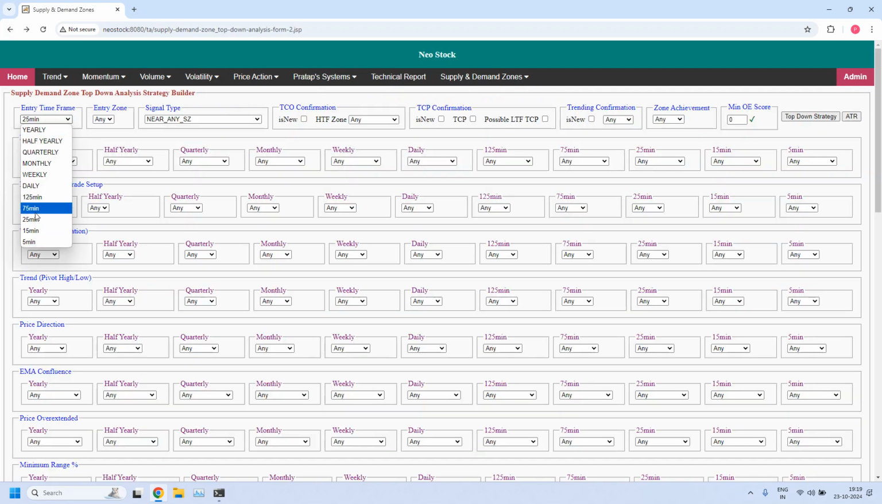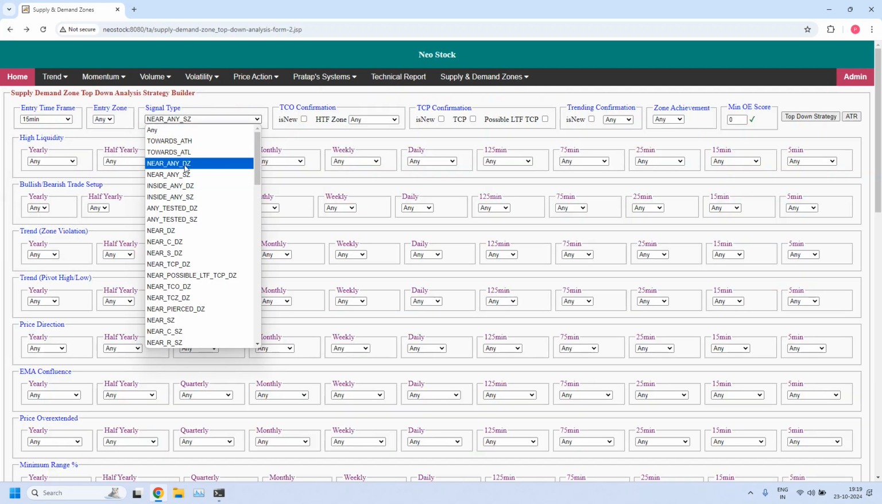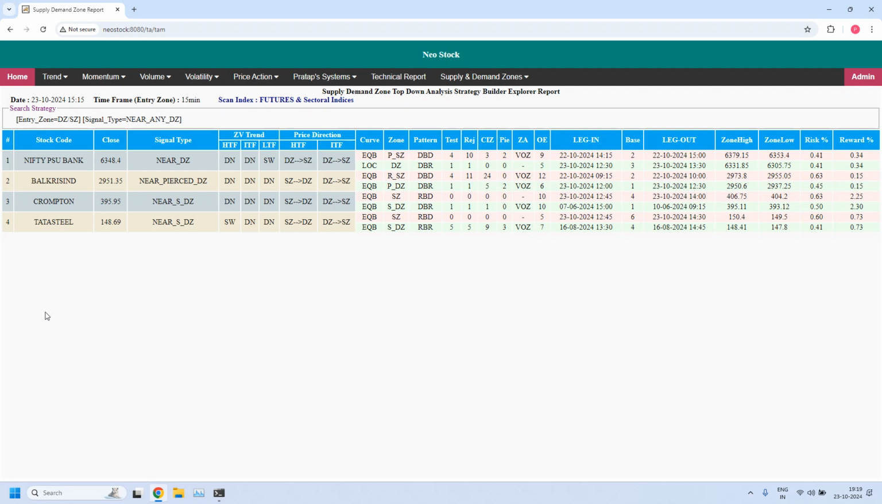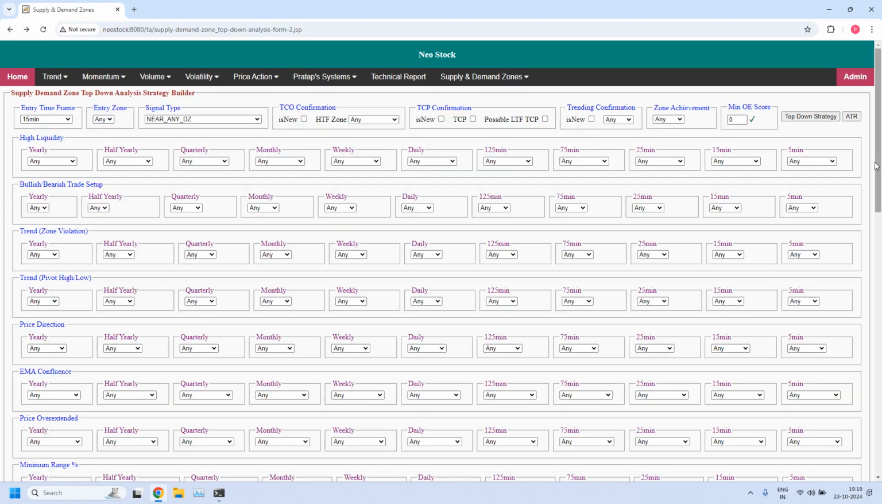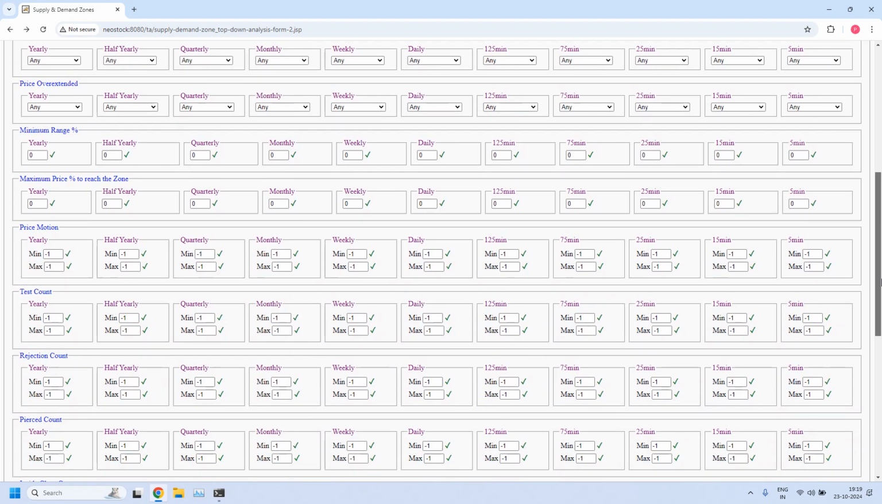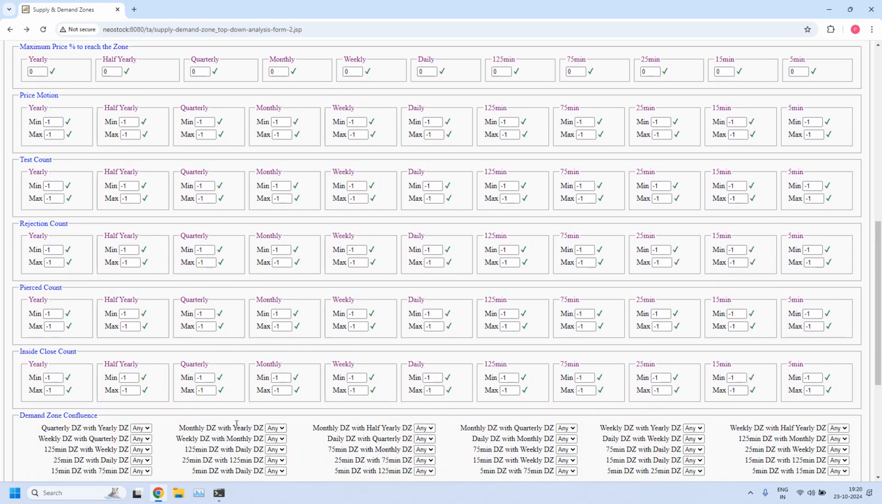Next time frame is 15 minutes. Let us find the stocks near 15 minutes demand zone. 4 stocks are filtered. Let's identify whether any of these zones have ITF confluence. That means 15 minutes demand zone in confluence with 75 minutes demand zone.